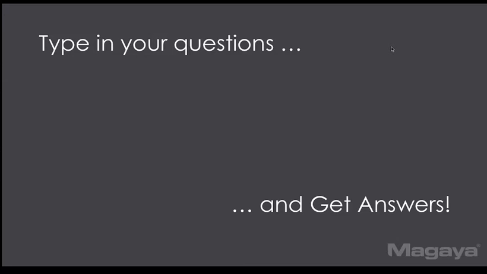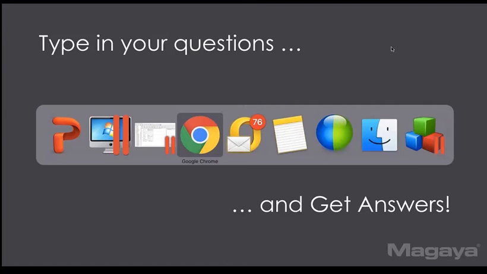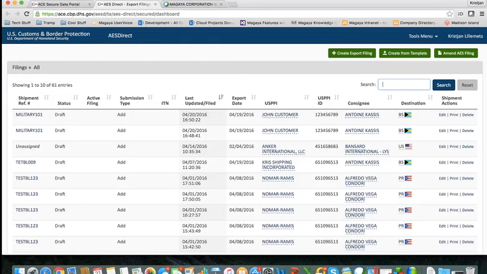And the third option is if it's filed into the ACE portal, either using Magaya or manually by logging onto the portal on ACE, you will actually see it as a list of what you have already filed. So I can go to my ACE, and that is actually the list that I see, and I can edit the shipments right here.